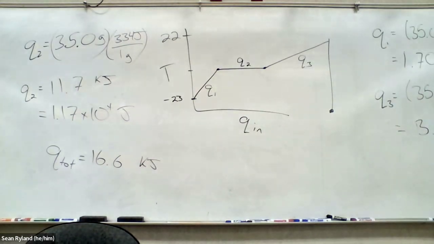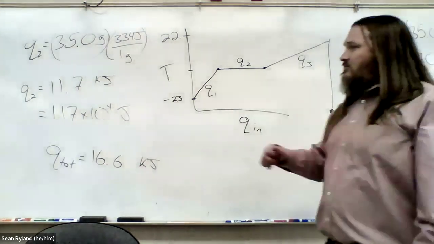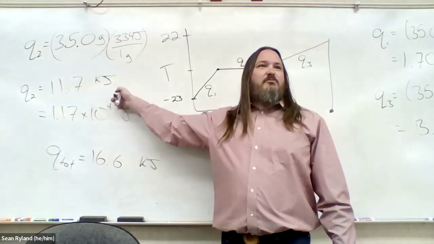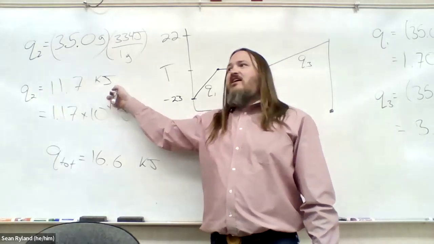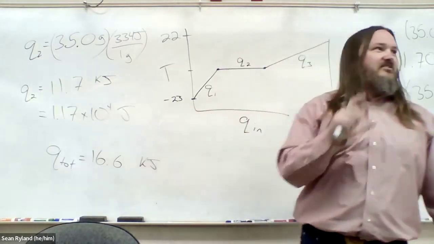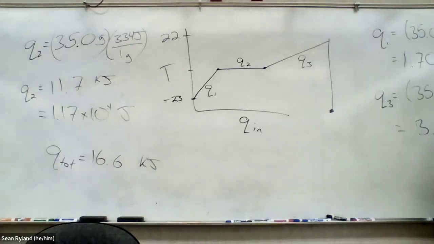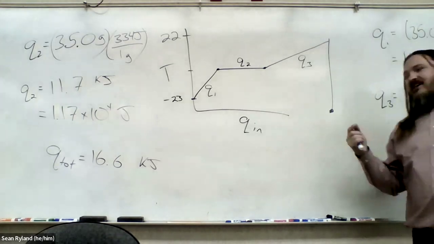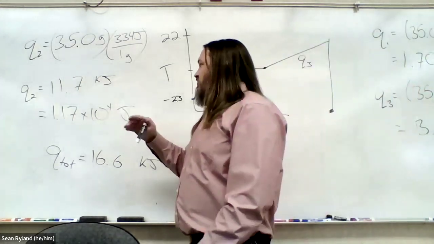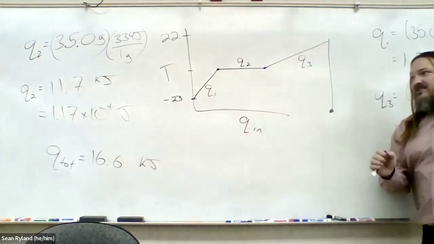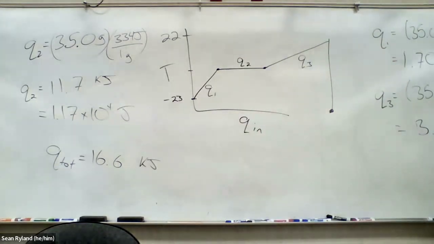Is the size of these numbers surprising? Like relative to each other? This one's almost 10 times greater. It takes almost 10 times more energy to melt the ice as it does to warm the ice up to freezing. I always found that surprising. It seems like it would take more time and energy to get it up to temperature than it would to actually do the melting. But it turns out there's a lot of energy in phase change.